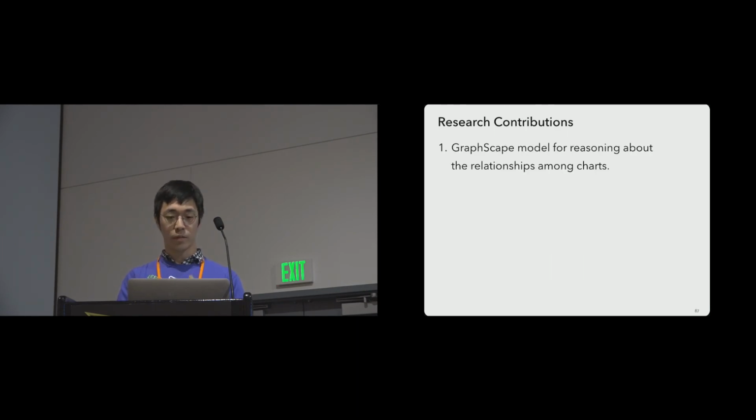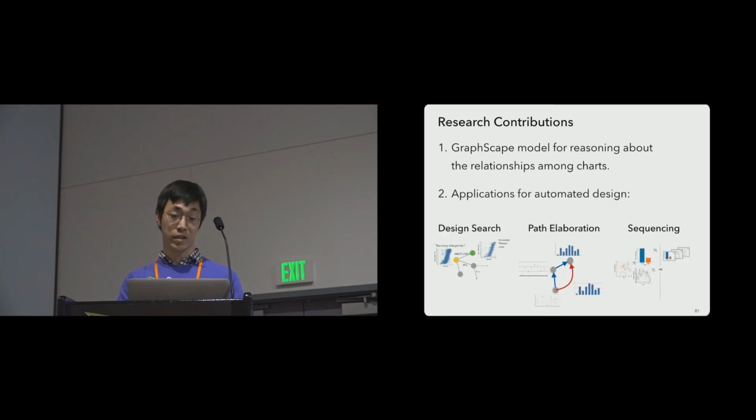So GraphScape enables automatic reasoning about the relationships among charts, and GraphScape can be applied to find design alternatives, to elaborate a path, and to recommend visualization sequences.